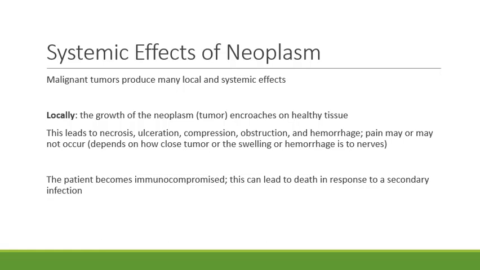Now, locally, the growth of the neoplasm or tumor will encroach on healthy tissue. This can lead to necrosis or death, ulceration, compression, obstruction, and hemorrhage. Pain may or may not occur, depends again on how close the tumor or the swelling or hemorrhage is to nerves. If the patient becomes immunocompromised, this can lead to death of the body in response to a secondary infection.